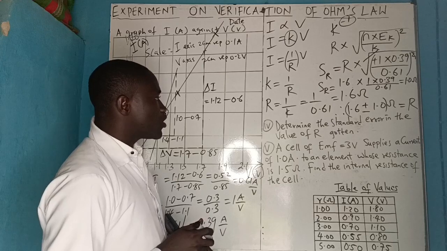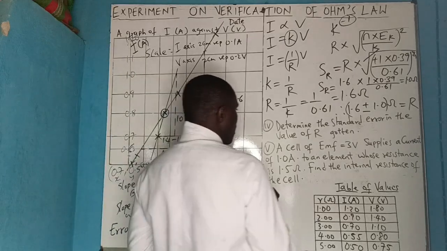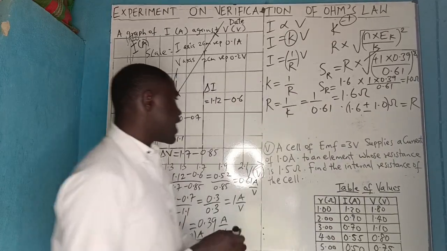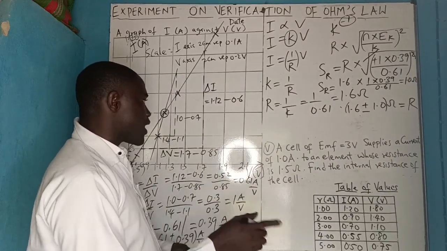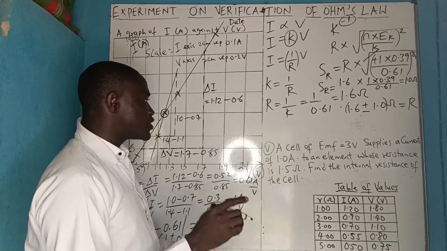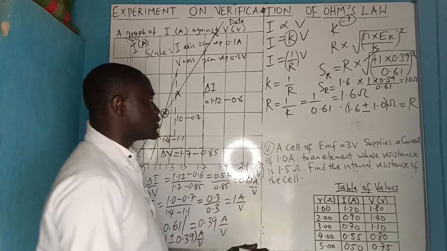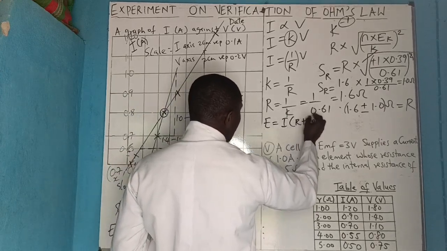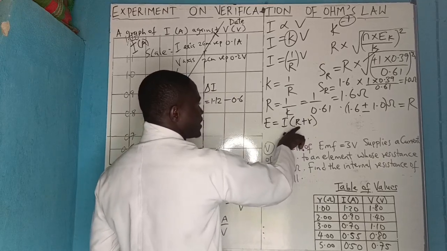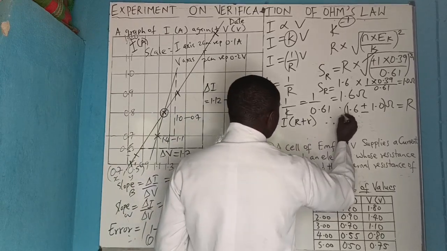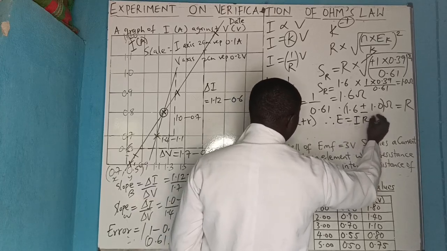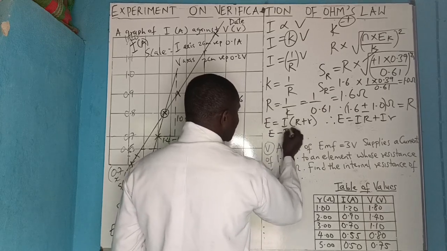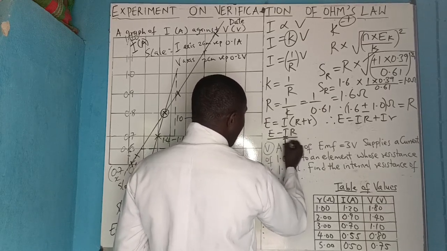Okay, we'll go to the last question. To solve the last question, a cell of EMF supplies current of this to an element whose resistance is 1.5 ohm. Find the internal resistance of this. We said that E is equal to I bracket R plus r, where this is the internal resistance and this is R. Therefore, E equals IR plus Ir. This goes here. E minus IR all over I equals r.